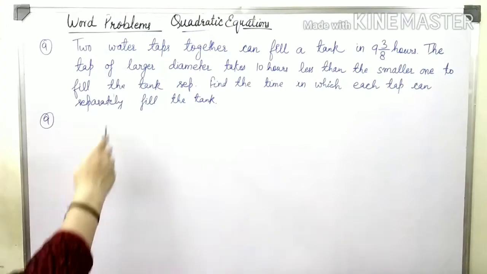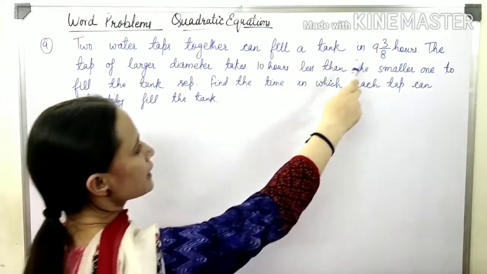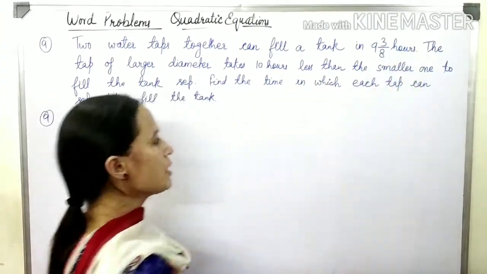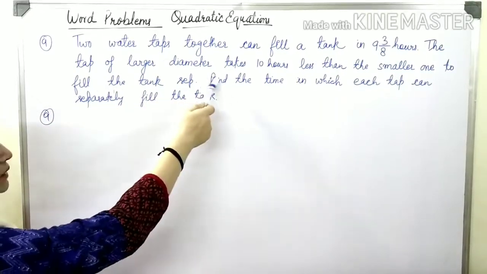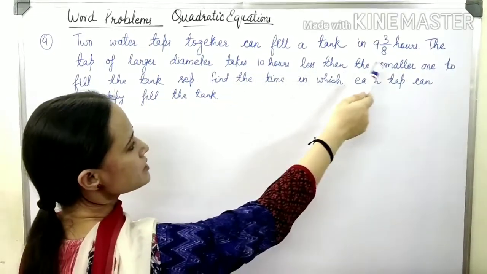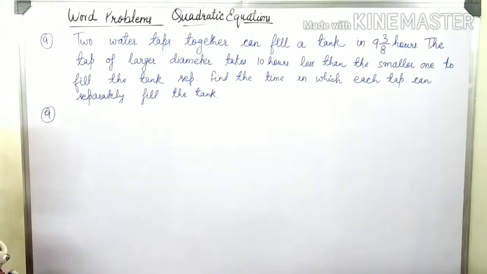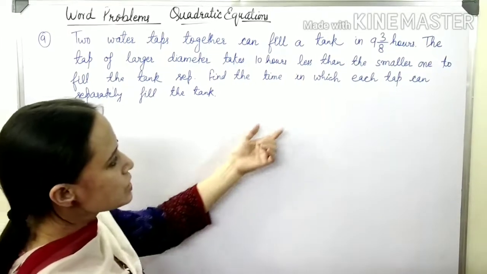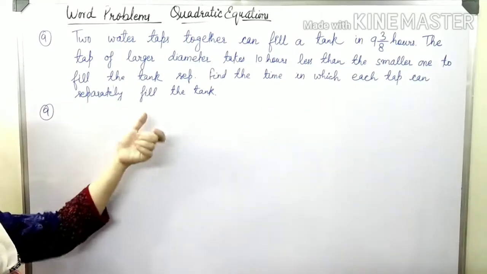Question number 9 is, two water taps together can fill a tank in 9 3/8 hours. The tap of larger diameter takes 10 hours less than the smaller one to fill the tank separately. Find the time in which each tap can separately fill the tank.